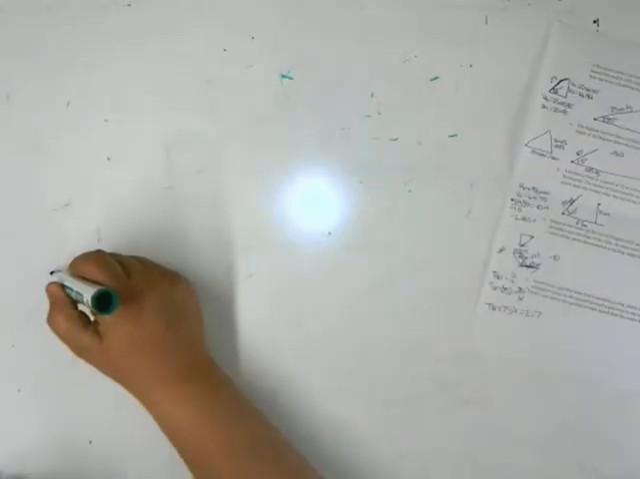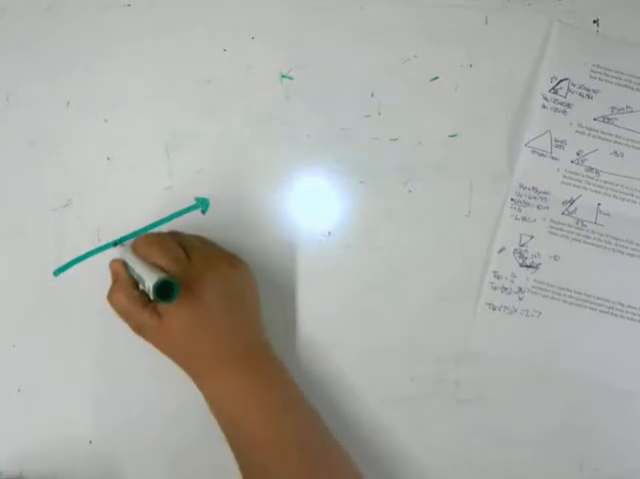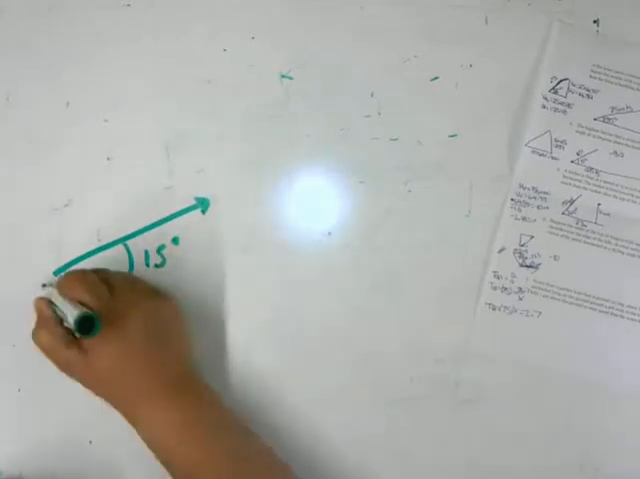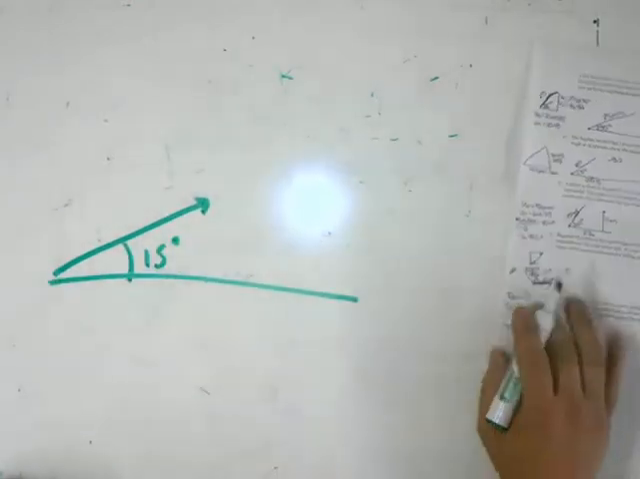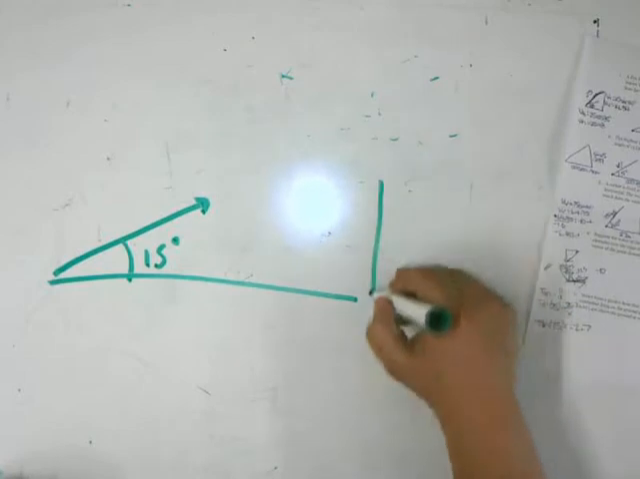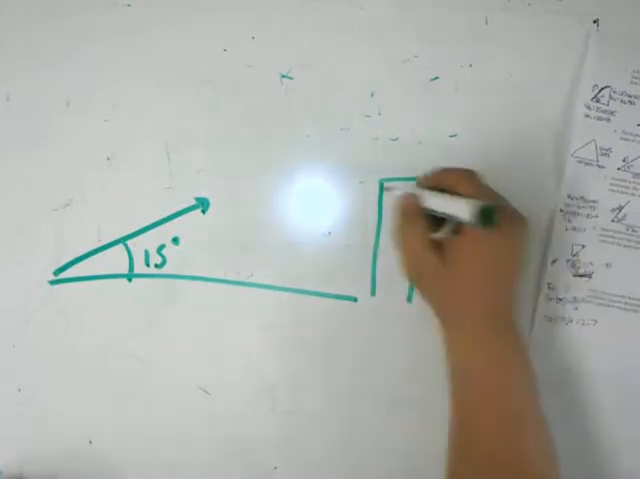So what I want to do is draw that picture first. I've got a projectile that's going to be launched at 15 degrees above the horizontal. And then some distance away, I'm going to have a wall.